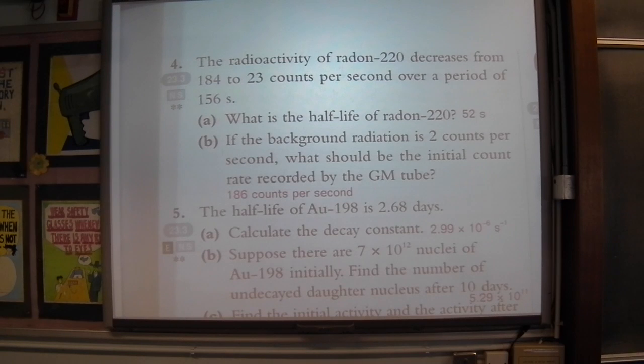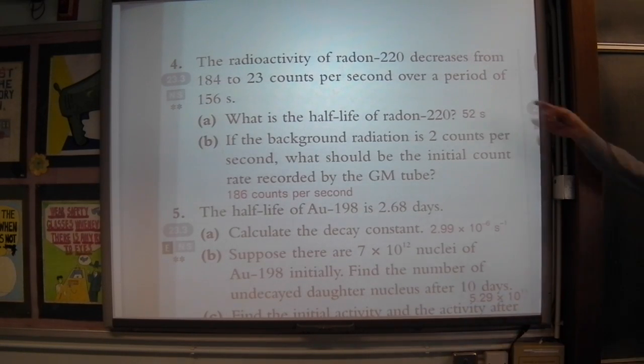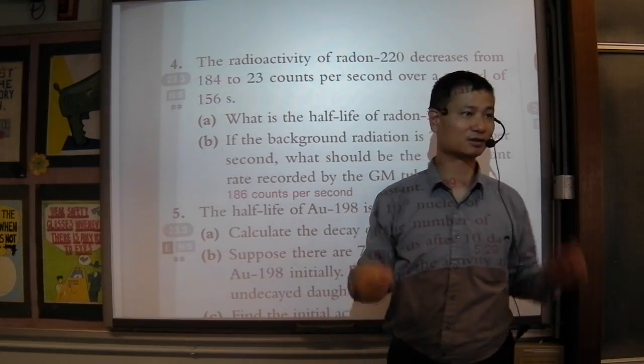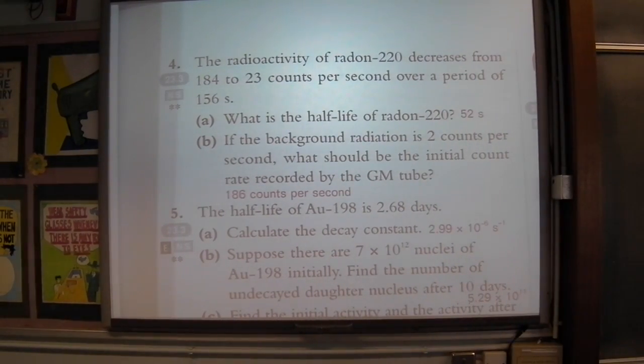So once we know k, what is the half-life? The question asks us about half-life. The half-life equals natural log 2 divided by k. Natural log 2 is 0.693, no need to use a calculator, easy to remember. Then divide by 0.0133. So it equals 52.1. And the unit for this is seconds, because we always use seconds in all our calculations. So the unit for this answer should be seconds.